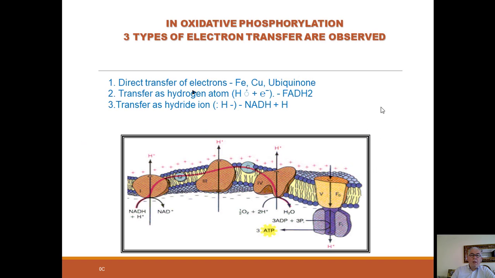And 3 types of electron transfer are observed in oxidative phosphorylation, and first is direct transfer of electrons. In this case, ferric and copper atoms and ubiquinone are able to catalyze this kind of reaction. Another one is transfer as hydrogen atoms. FADH2 has this kind of reaction, and also NADH can transfer a hydride ion during the electron transport chain.